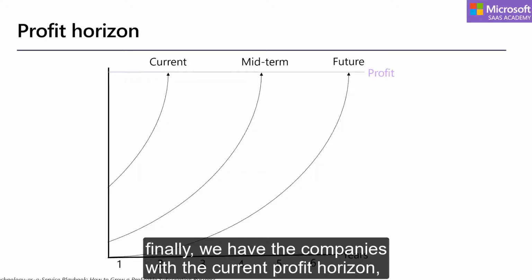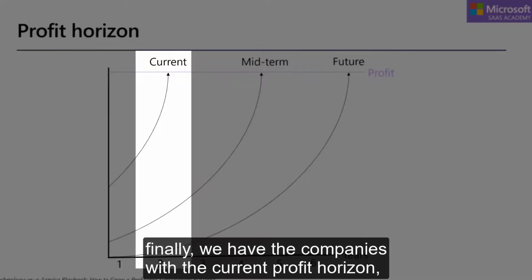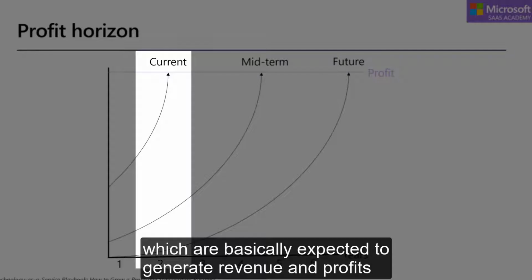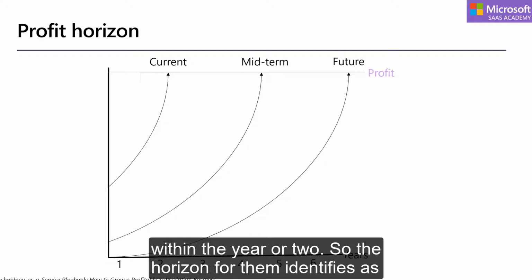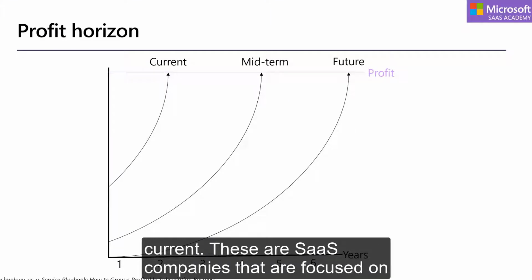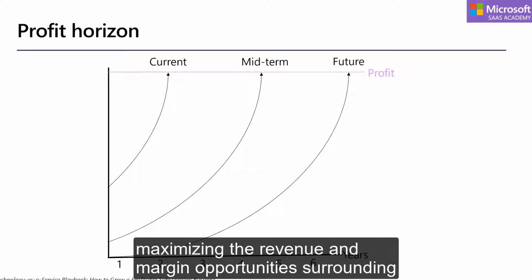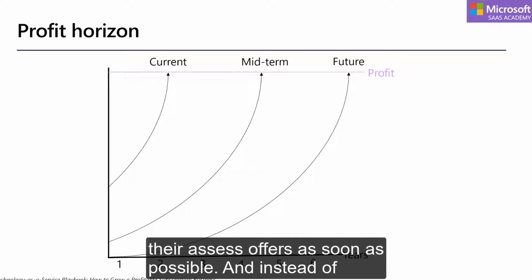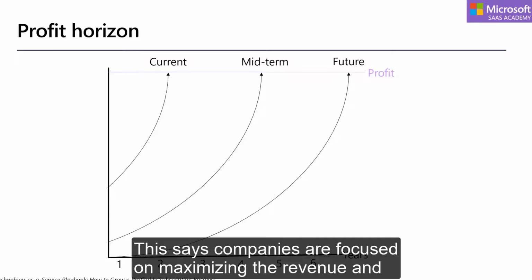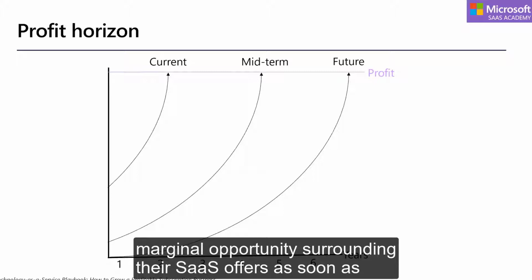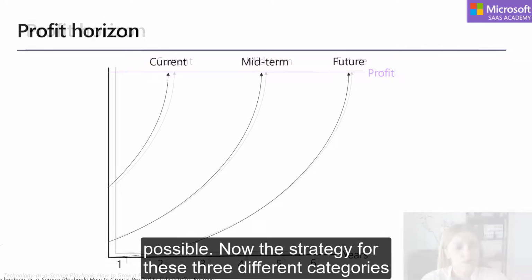And finally, we have the companies with the current profit horizon, which are basically expected to generate revenue and profits within a year or 2, so the horizon for them is identified as current. These are SaaS companies that are focused on maximizing the revenue and margin opportunities surrounding their SaaS offers as soon as possible, instead of capturing the market share at the expense of profitability.